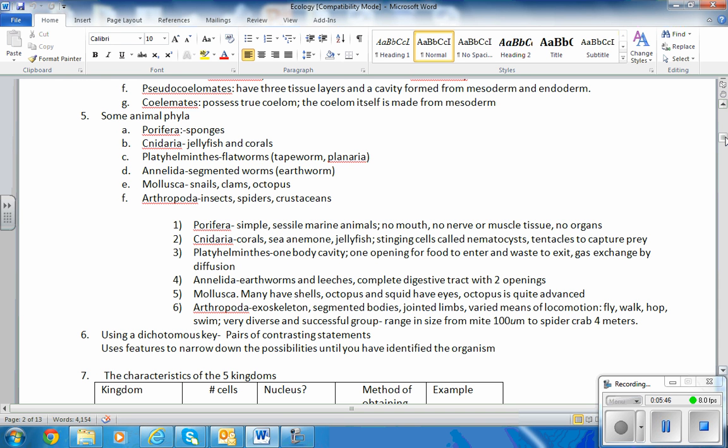Platyhelminthes, which I know is a hard word to say, you should never really have to say it out loud. Those are flatworms, so that's like a tapeworm. Have you ever heard of someone having a tapeworm in their digestive system, like a dog or some sort of animal having a tapeworm? So they're worms, but they're very flat.